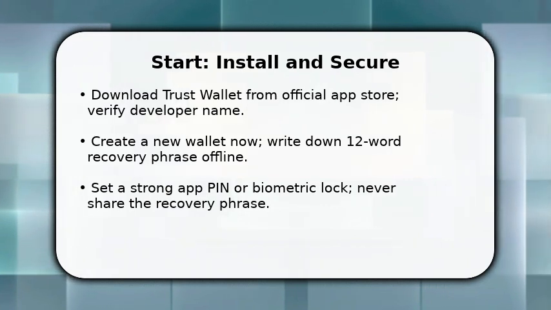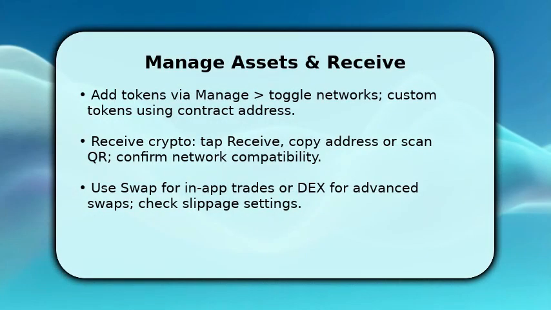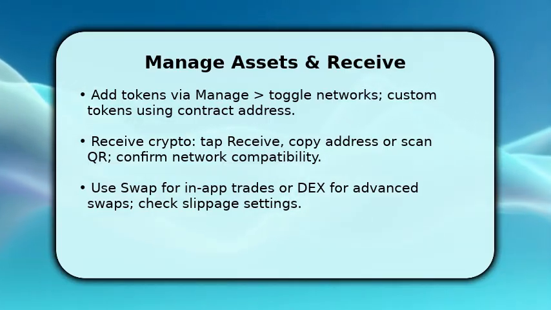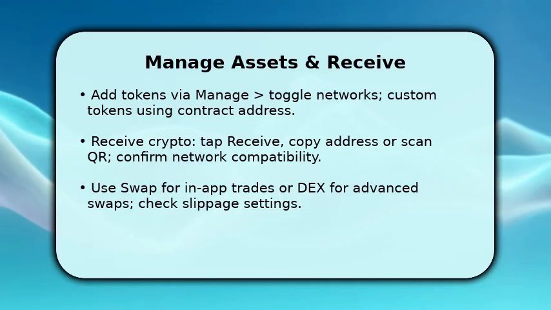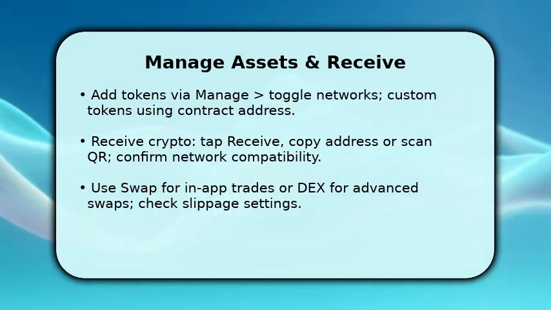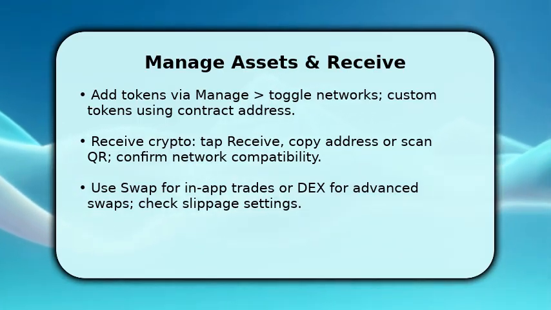Once done with security, you add assets and learn to receive crypto. Tap Manage to enable chains and tokens. For new tokens, paste the contract address to avoid fakes. To receive funds, tap Receive, select the correct network, then copy the address or show the QR code to the sender. Make sure the sender uses the same network.